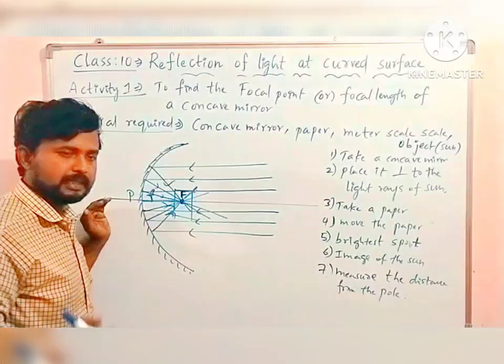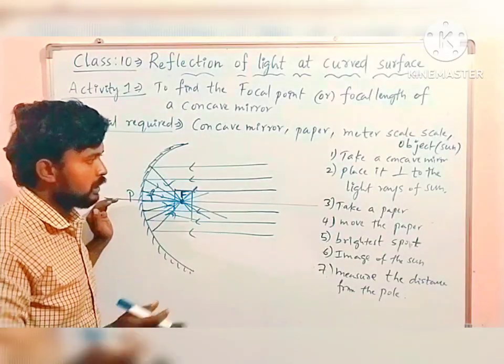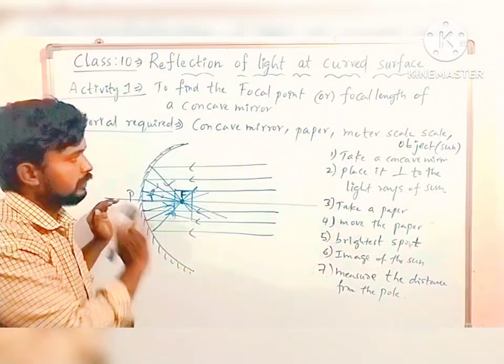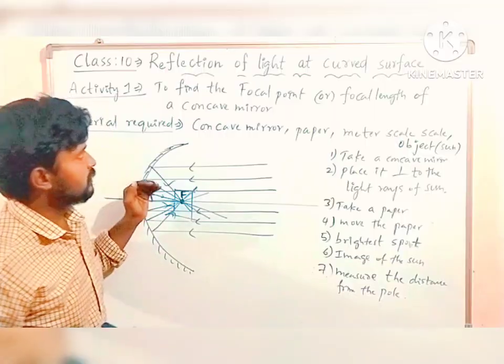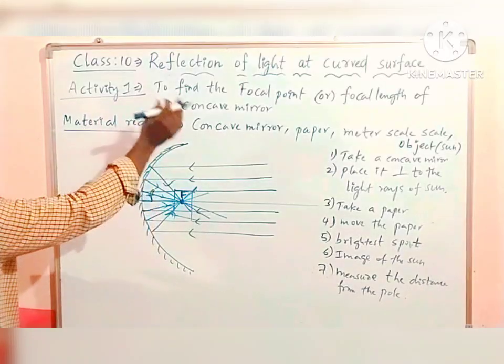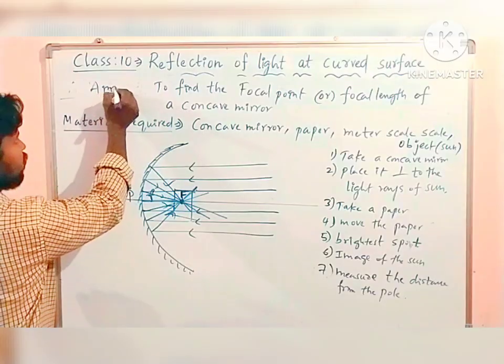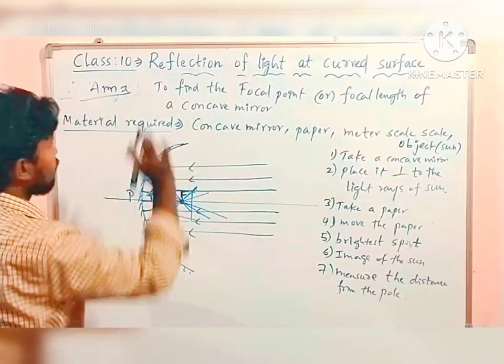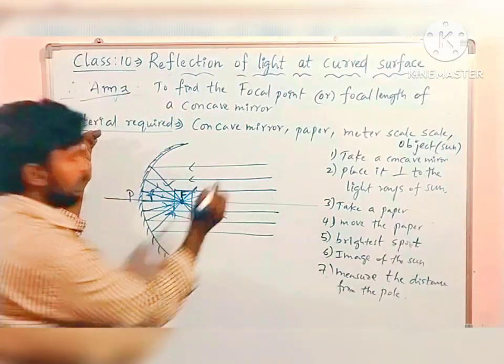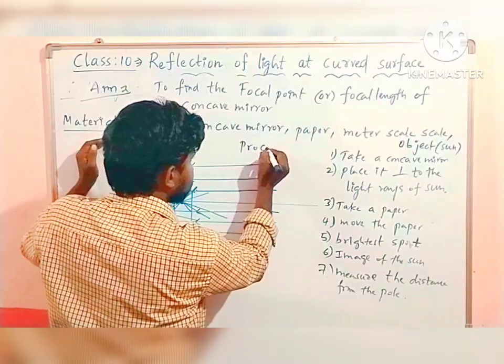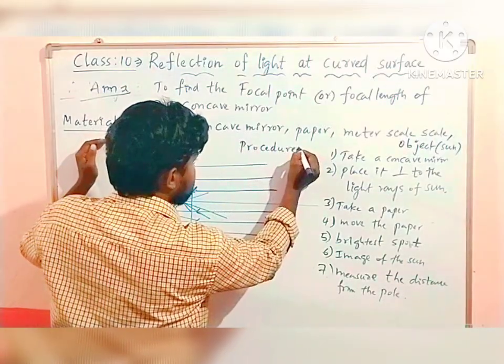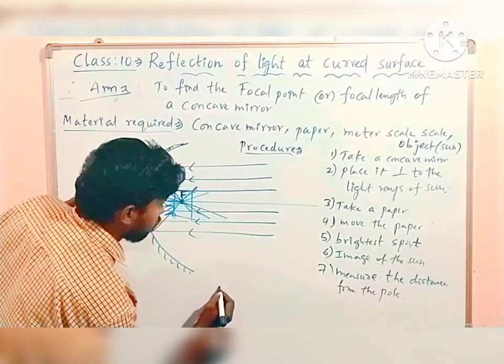This question was asked previously in the exam, so you have to look through this experiment. First step is the aim. The aim is the same as in the question. What to write? To find the focal point of a concave mirror. Then materials required. Next you have to write the procedure. Next you have to write the conclusion.